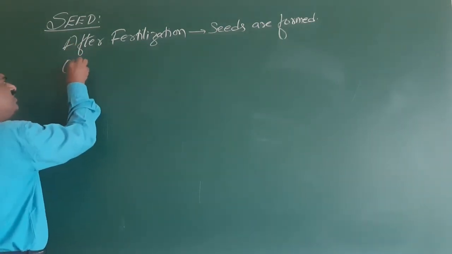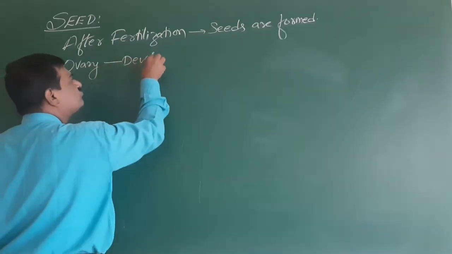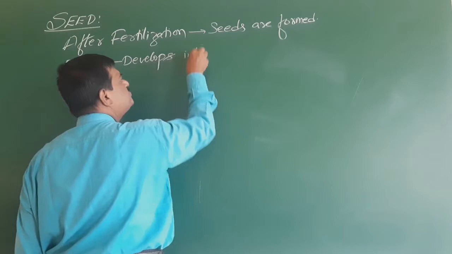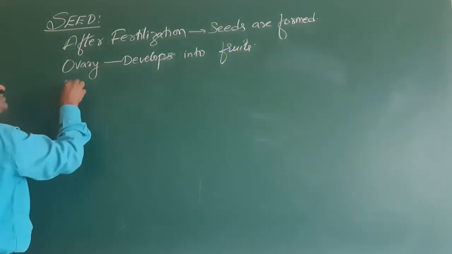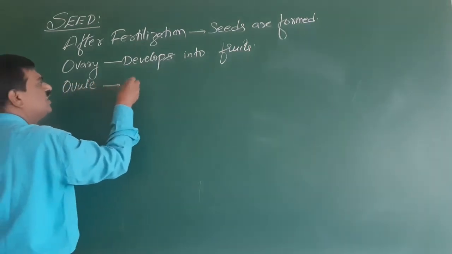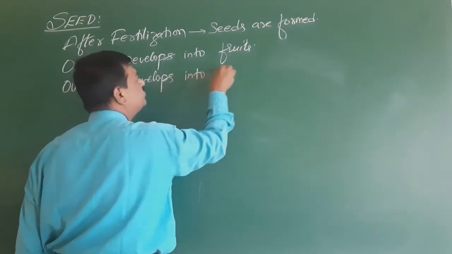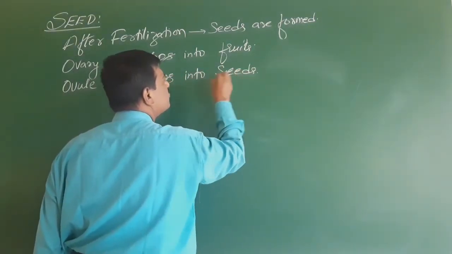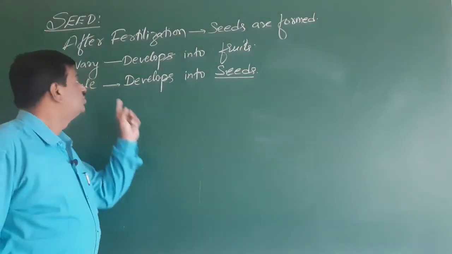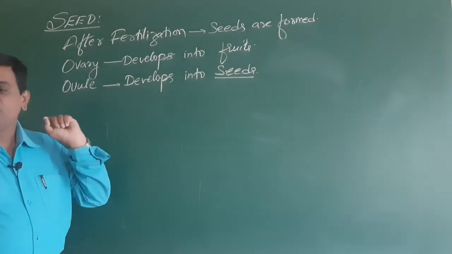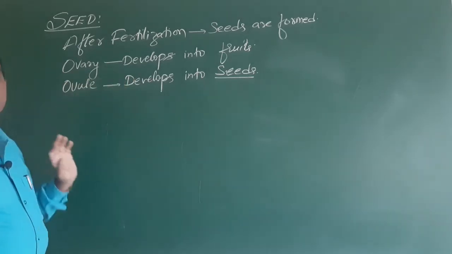So in the last class I mentioned that the ovary develops into fruits, whereas the ovule develops into seeds. So usually the ovary is giving rise to a fruit, the ovule is giving rise to a seed. After fertilization, the seeds are produced.